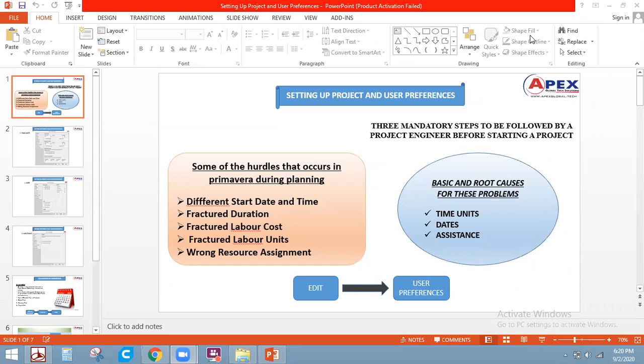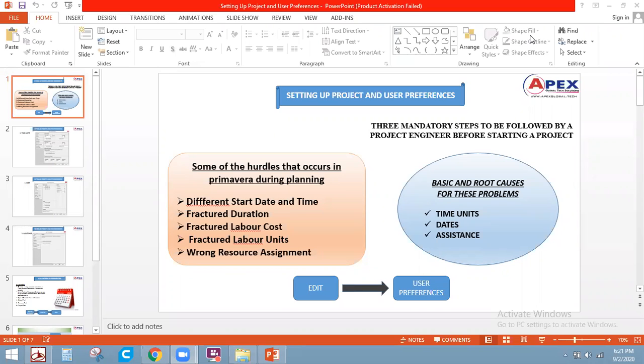We need to give inputs in terms of cost and units here. That is, we need to specify the cost and units of resources. What are the three types of resources that we are having? Labor, non-labor. Yes. What is the third one? Man, machine, and money. Okay, fine. I'll go forward.